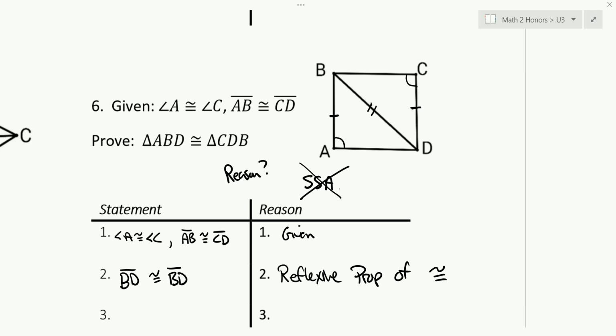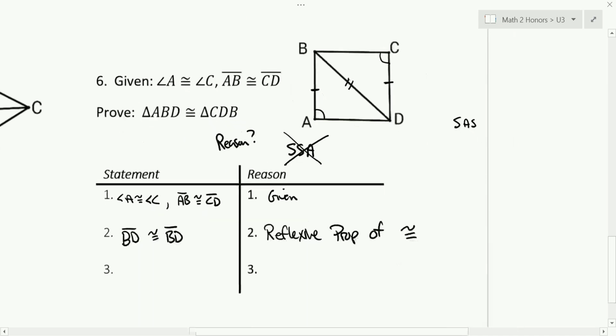Side, angle, side. So if we look at side, angle, side, notice side, angle, side has 2 sides and an angle, but the angle has to be in between the 2 sides that you have. And so if we look at our 2 sides, see the angle in between them? We don't have that one, right? We actually have a side-side angle case. It doesn't work. And so, tricky Mr. Marsh gave you not enough information on this one.